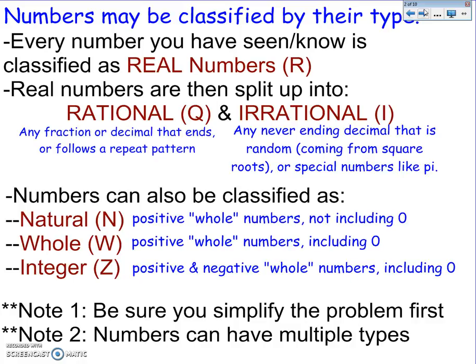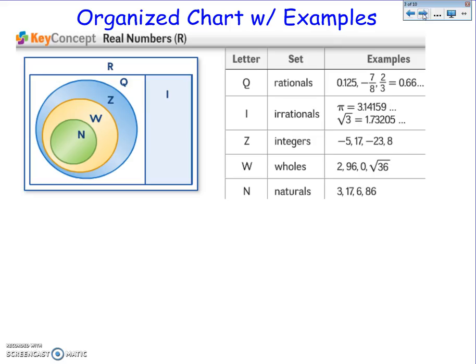There are two notes. Make sure you simplify the problem first. Just because it has a square root doesn't mean it's automatically irrational. And then note 2 is numbers can have multiple types. So here's an organized chart with examples. You can pause it here, but I'm going to move on.